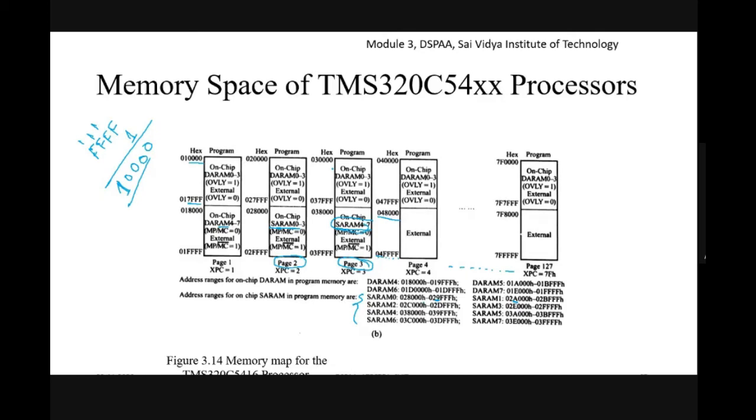TMS320C54XX processor. And after this memory space, we also have the bits. What is important here is that the processor mode status register bits are very important. See, the bit that I have here is MP/MC, that is, microcomputer or microprocessor mode. If this particular logic is equal to 0, what is going to happen?